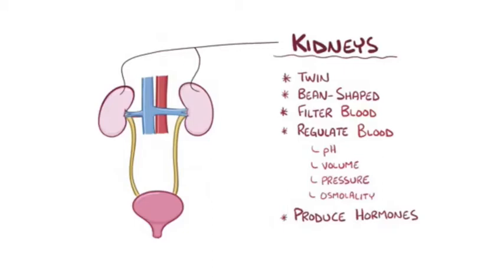Kidney is a bean-shaped twin organ which filters the blood and regulates our blood pH, blood volume, blood pressure and osmolality, and also produces hormones like renin.